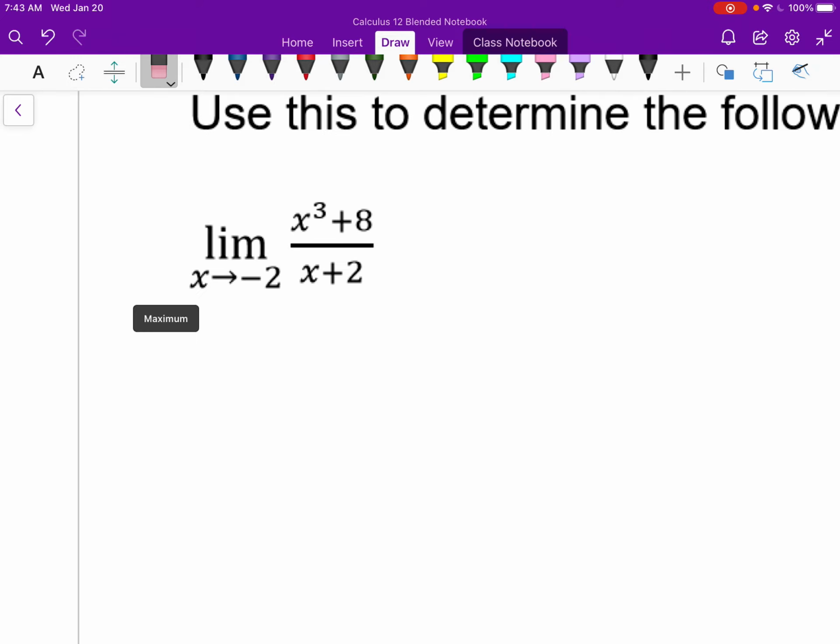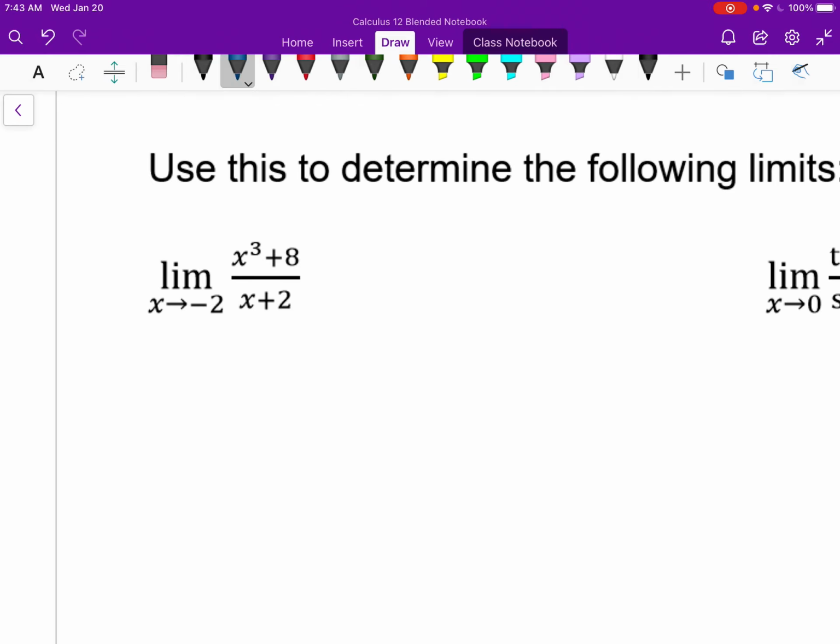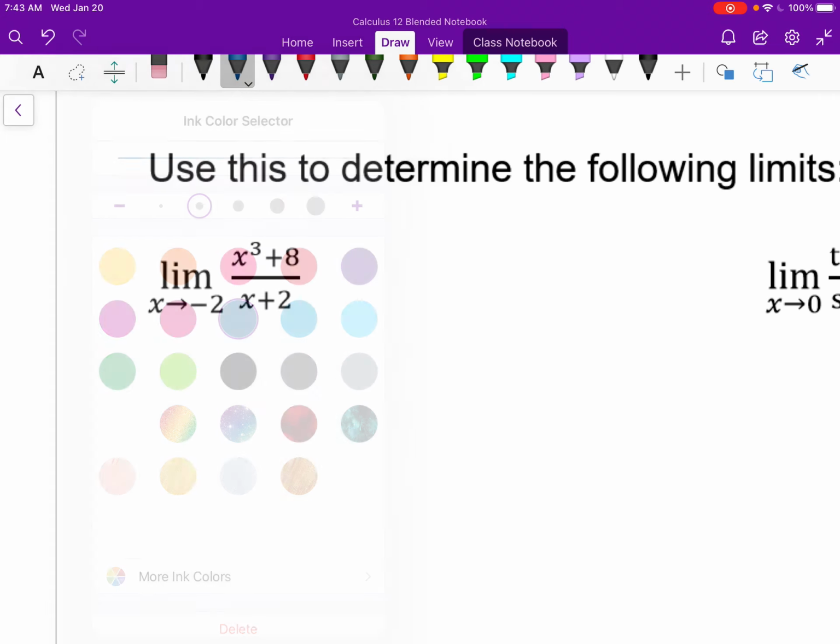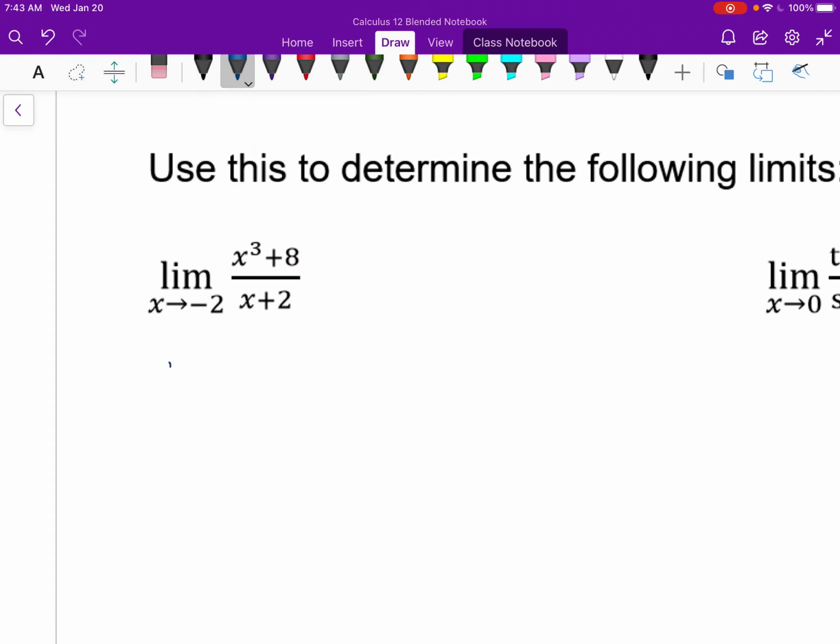For this first one here, before I actually use L'Hôpital's rule, I'm going to check and make sure we can, and really to explain those little conditions we have at the beginning. So let's check. When x equals -2, x cubed plus 8 equals 0. And when x equals -2, the denominator, x plus 2, equals 0. And so as x approaches -2, the numerator and the denominator both approach 0.